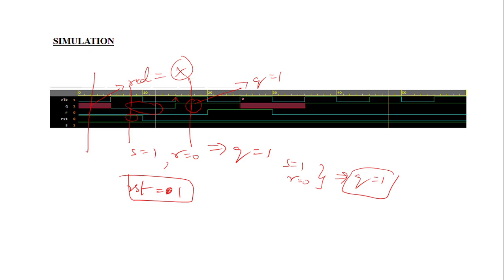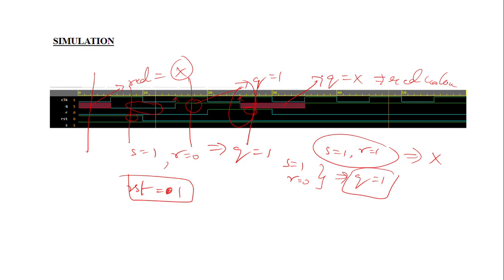Again the next passage of clock happens here. See here, your S value is equal to 1 and your R value is high here. You can observe this line. So your R value is equal to 1. S is equal to 1, R is equal to 1 is our invalid state, meaning the Q value is going to be X. So that's why Q is X, which means we observe red color here. So this is our testbench code, and this is our output waveform. According to that, we can say that our design code is correct.